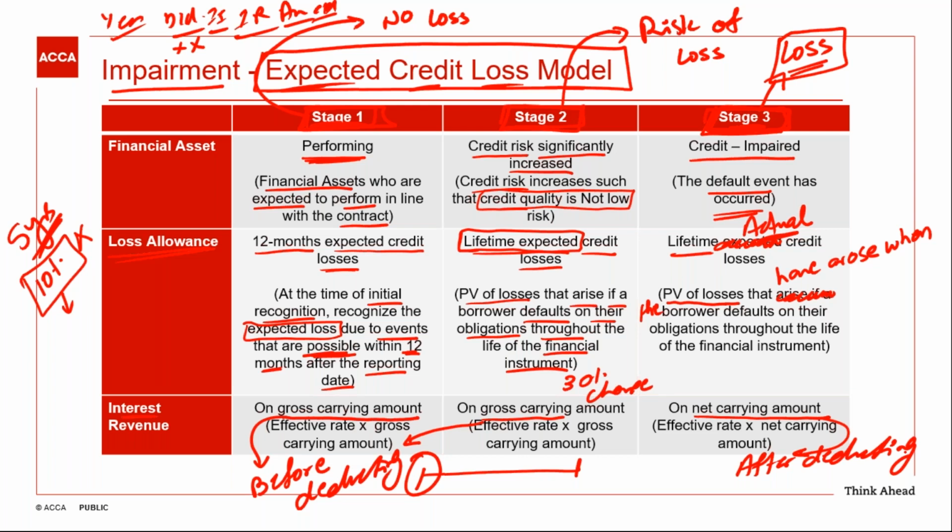Because in stage 1 and 2, we are only expecting a loss, but in stage 3, we actually have a loss. So in stage 1 and 2, we are expecting a loss, but in stage 3, we have a loss. So in stage 3, we are going to use the net carrying amount, but in stage 1 and 2, we are going to use the gross carrying amount.